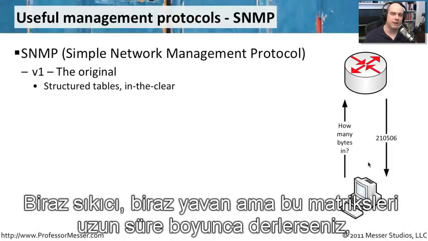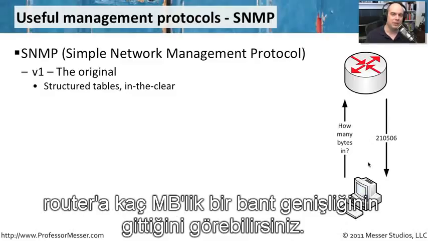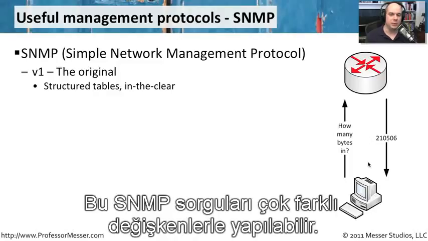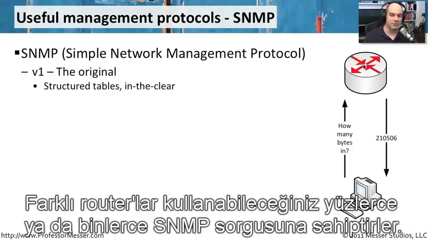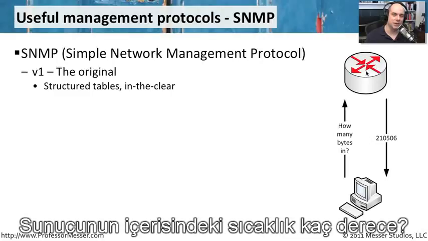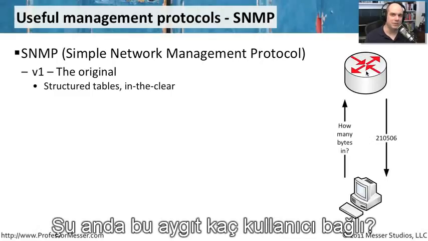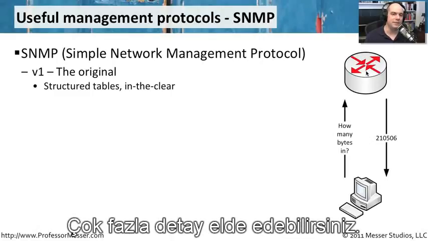Kind of boring, kind of very dry, but if you start compiling those metrics over long periods of time, you can start to see how much bandwidth might be going through a router. And these SNMP queries can be done across many different variables. Many different routers will have hundreds or thousands of SNMP variables that you could query. What's the temperature inside of a server? How many people are connected to the device at this time? And you can gather a lot of details.